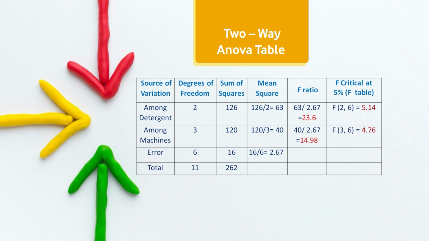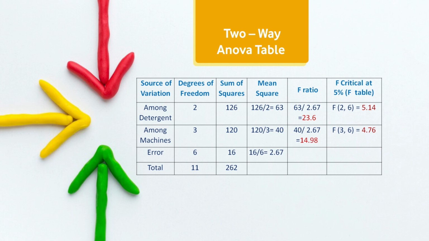and the third component is error. The degrees of freedom among detergents is 2, the degrees of freedom for variation among machines is 3, and the degrees of freedom for the error component is 6, and the sum of these degrees of freedom should be equal to the total degrees of freedom, which is 11.